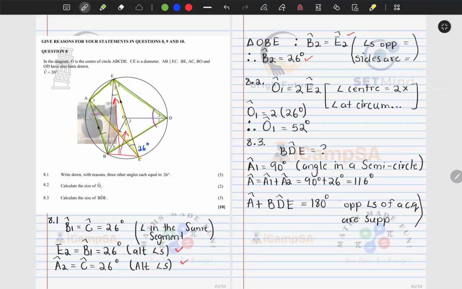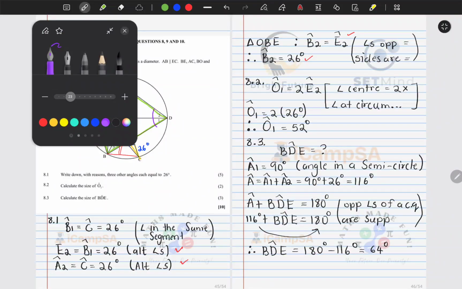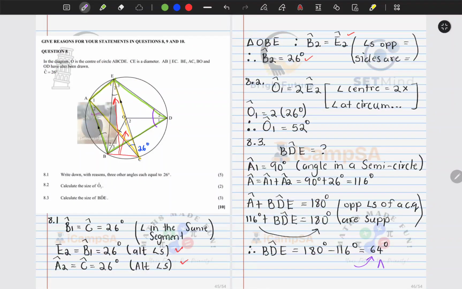With this in mind, we can now solve because we have 116 degrees plus BDE, and this equals 180 degrees. So we just need to transpose, and you'll see that your BDE will simply be 180 degrees minus 116 degrees, of which what we end up getting is 64 degrees. So this here becomes our answer for this question.